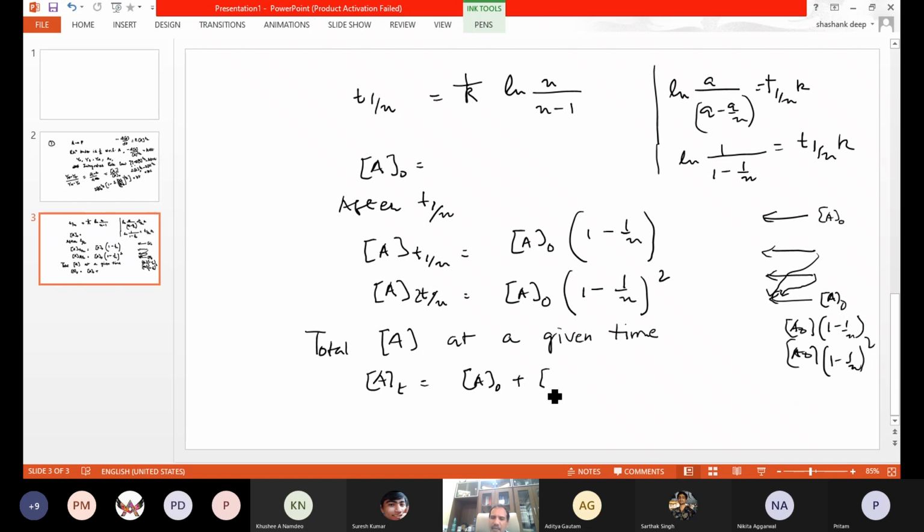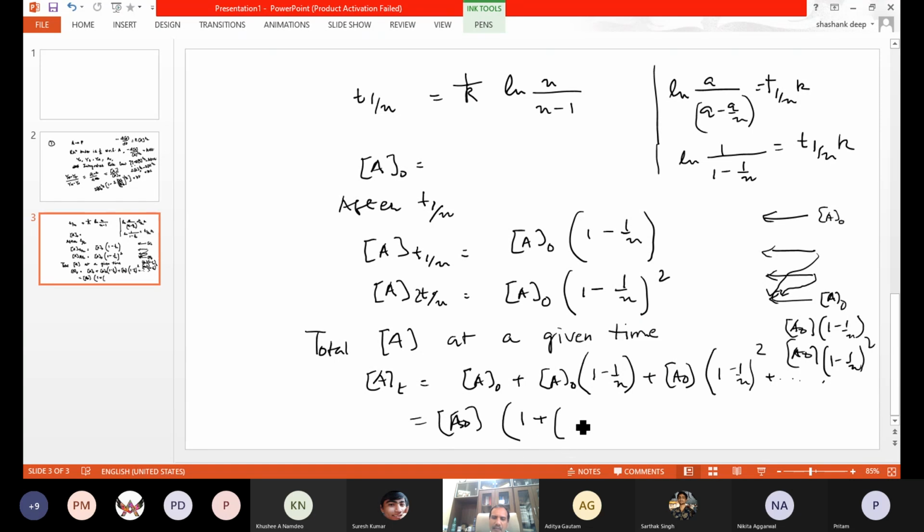So in this way you will write a naught plus a naught (1 minus 1 by n) plus a naught (1 minus 1 by n) squared plus dot dot dot. Now take a naught common, and what you will get: 1 plus (1 minus 1 by n) plus (1 minus 1 by n) squared plus dot dot dot. So what will be the sum of this?